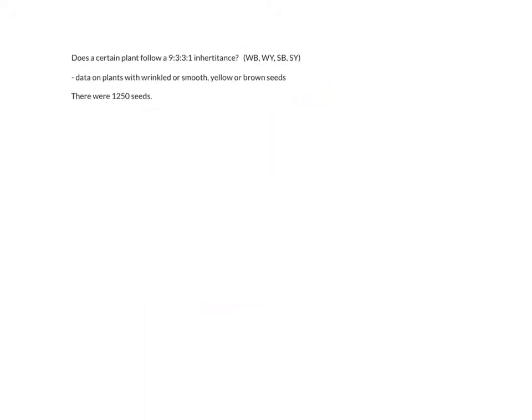So in this example, we're going to be looking at inheritance of physical traits within plants, specifically their seeds. And we're going to try to show, do they fit or do they not fit a 9-3-3-1 inheritance? And what this is telling us here is that we'd expect 9 out of this group to be wrinkled and brown, 3 to be wrinkled and yellow, 3 to be smooth and brown, and 1 to be smooth and yellow. And this is out of, once again, a ratio here. Now, in our study, there were 1,250 seeds, and so what we need to do is go ahead and, first off, list our null hypothesis.